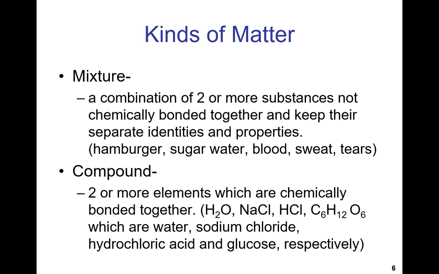There are different kinds of matter. A mixture is a combination of 2 or more substances not chemically bonded together that keep their separate identities and properties. Hamburger, sugar water, blood, sweat, tears. A different kind of matter is a compound. This is 2 or more different elements which are chemically bonded together. H2O, NaCl, HCl, C6H12O6, that's water, sodium chloride, hydrochloric acid, and glucose, respectively.